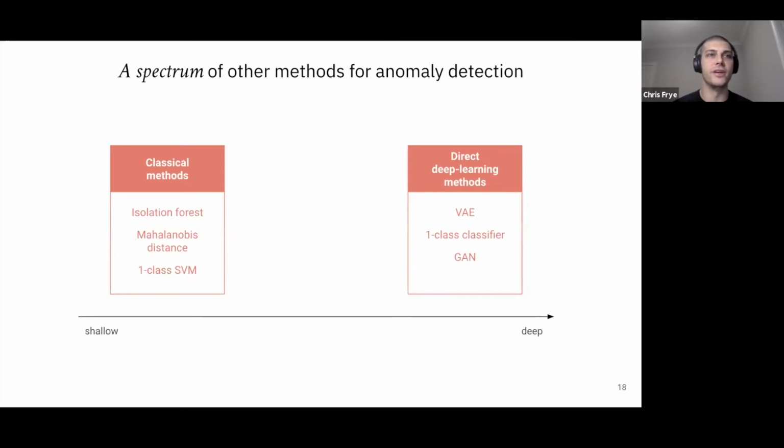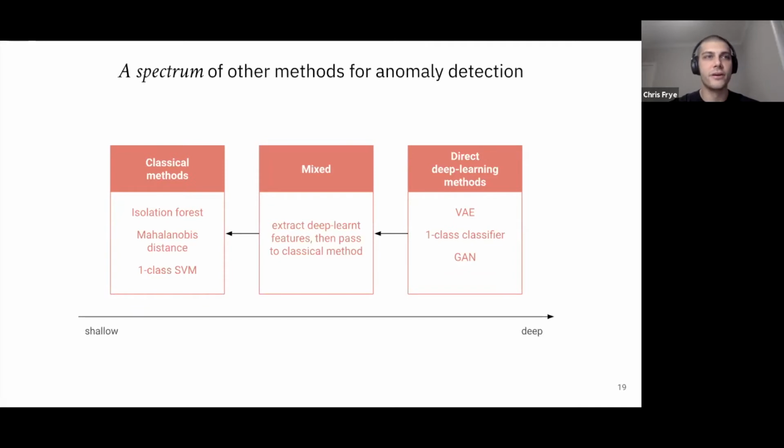Let's talk about where this VAE-based approach sits first, though, in the context of other methods for anomaly detection. So methods for anomaly detection can be thought of on a spectrum from shallow to deep. At the shallow end of the spectrum are classical methods that have been around for a decade or two at this point. This includes, for example, isolation forests and one-class SVM. On the deep end are direct deep learning methods. This would include the reconstruction accuracy of the VAE that we just discussed. There are also, for example, GAN-based approaches here as well.